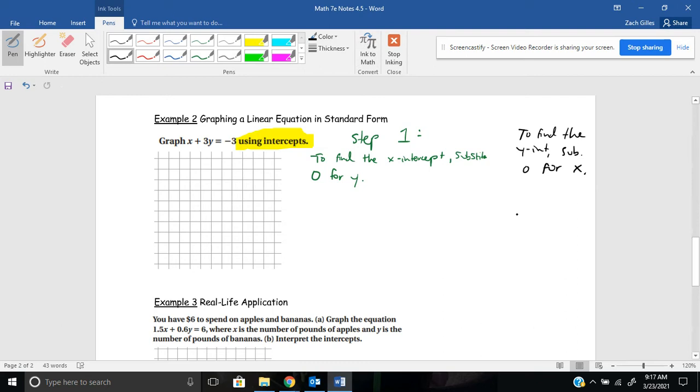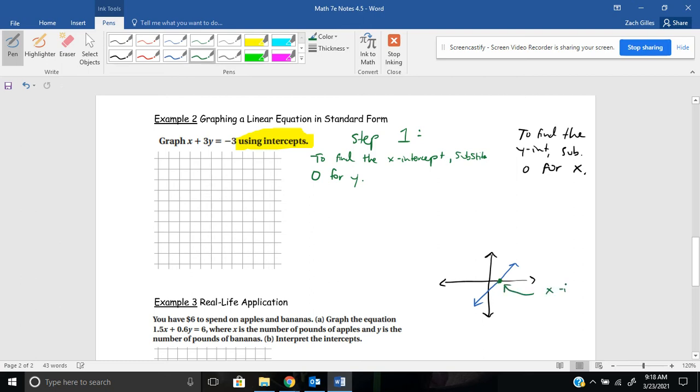And let me just briefly explain to you why. Why does that work? Well, look at any line. Let's say we've got this line right here. Okay, and I asked you for the x-intercept.